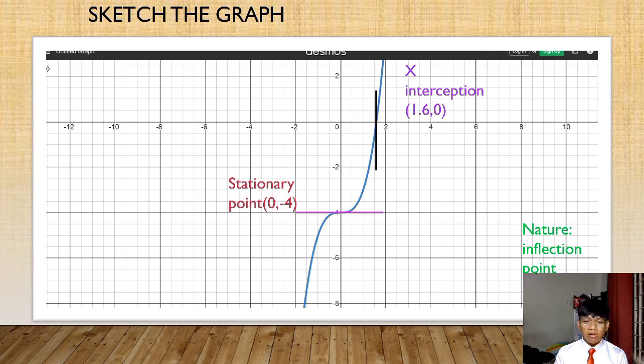So, as you can see here, the nature of this graph is an inflection point, where the x-intersection is 1.60. Meanwhile, the y-intersection is (0, -4). So, the stationary point is (0, -4). And the graph will be like this.